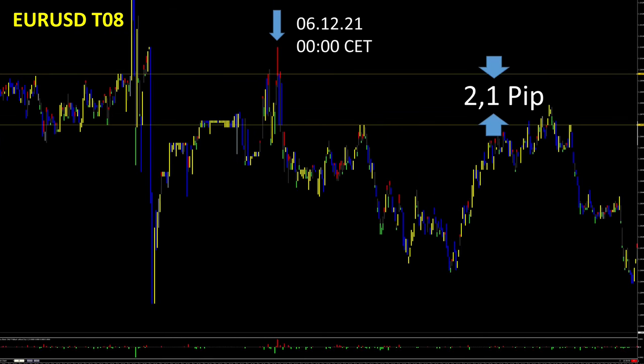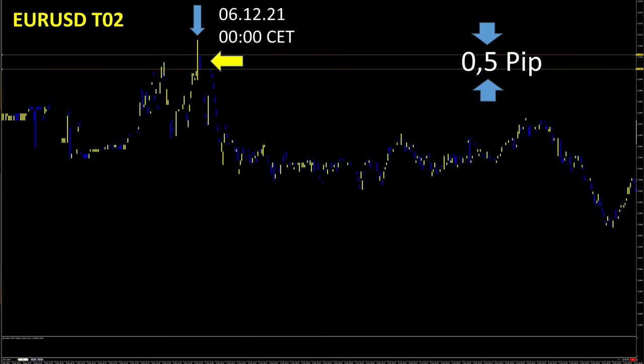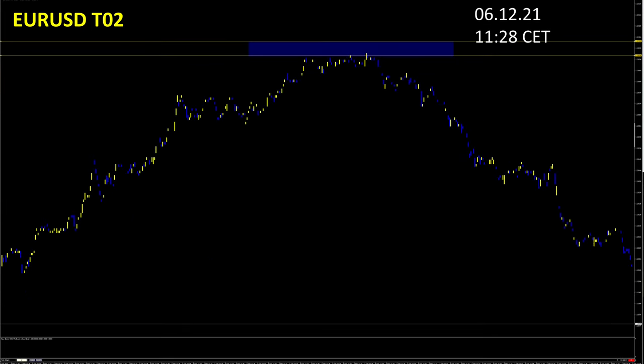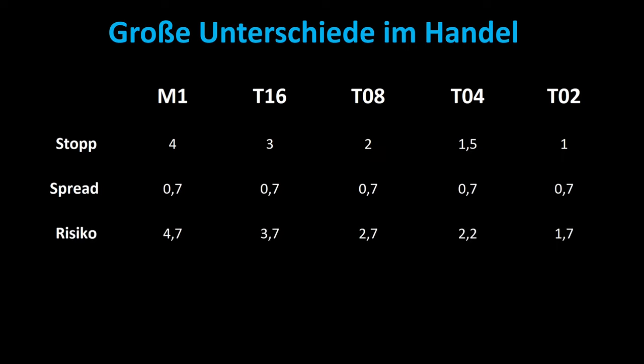In T08 to 2.1 pips, in T04 to 1 pip and in T02 even to 0.5 pip. Here we see the price going into the zone 12 hours later in T04 and here in T02. If the zone is so small, you should always get in at the beginning of the zone. Now let's take a look at the differences. By reducing the zones, our stop is reduced first, of course we calculate with the same spread, and this results in different loss pips in the case of a stop.